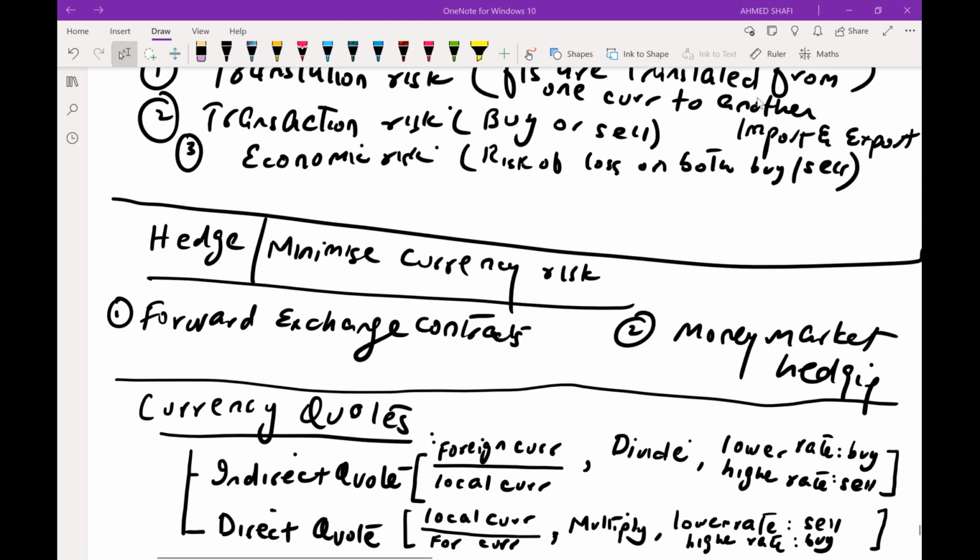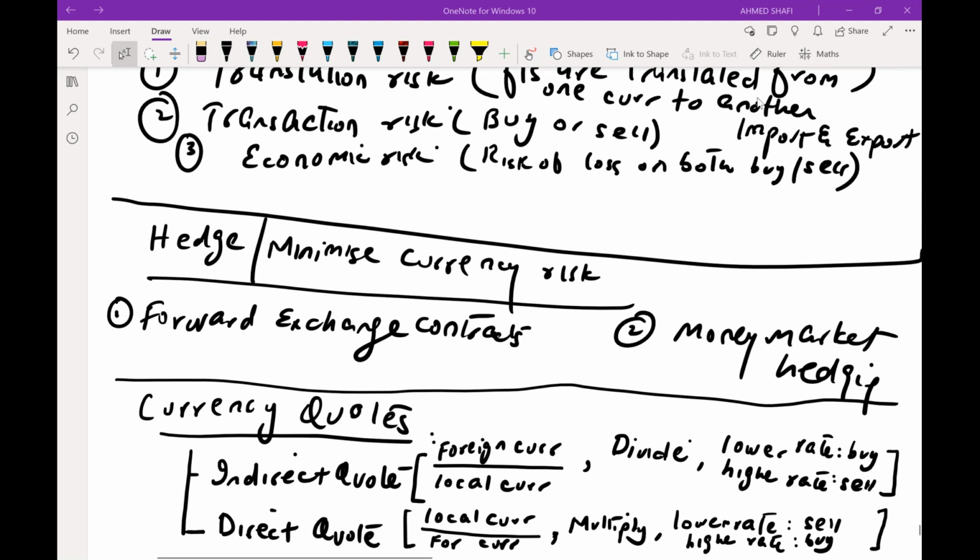Since my home currency was dollar and dollar is coming in denominator, so when local currency is in denominator, it's an indirect quote. You divide to convert, and your lower rate is basically the buying rate and higher rate is basically the selling rate.